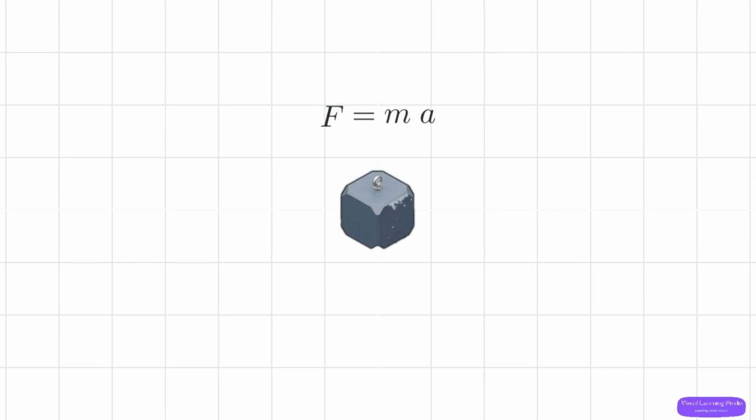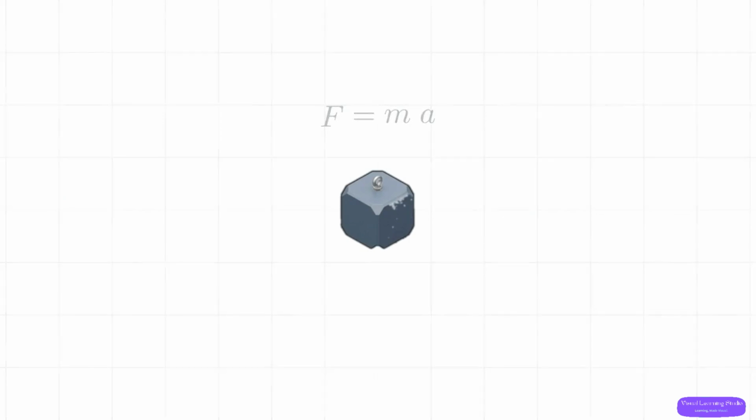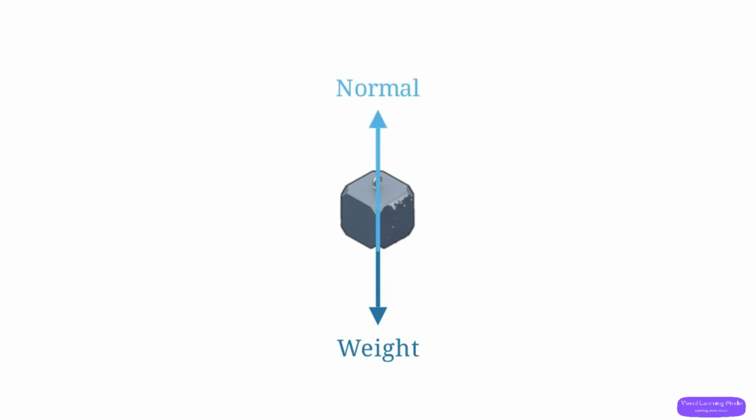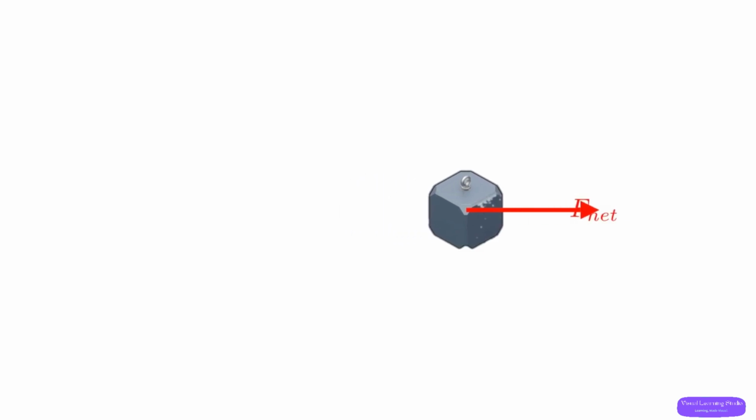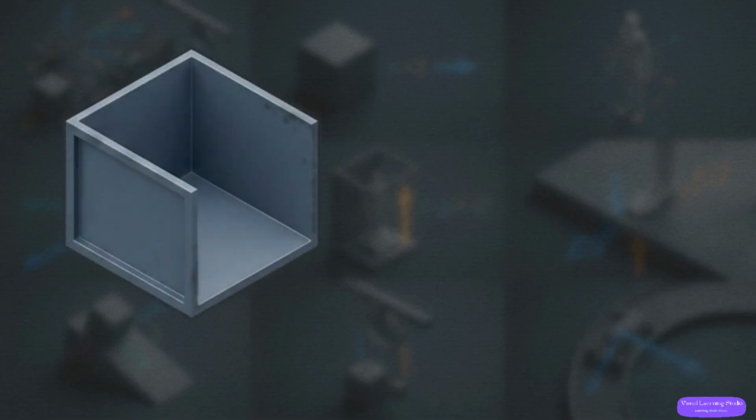We map these interactions using a free body diagram. We isolate the object and draw every force acting on it. Weight pulls down, the surface pushes up with a normal force, and a lateral force pulls it forward. Summing these arrows provides the net force value, which is the specific input required to calculate how the object will actually accelerate. Take the example of an elevator.